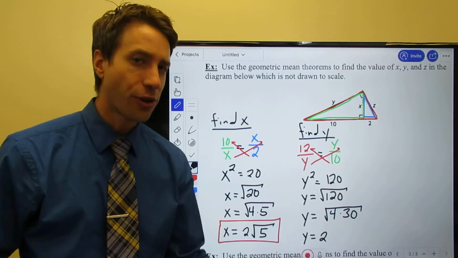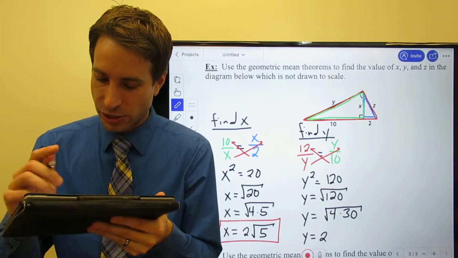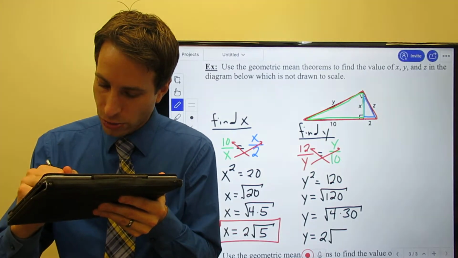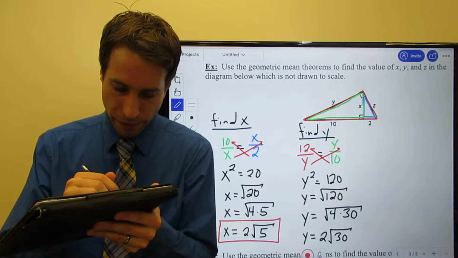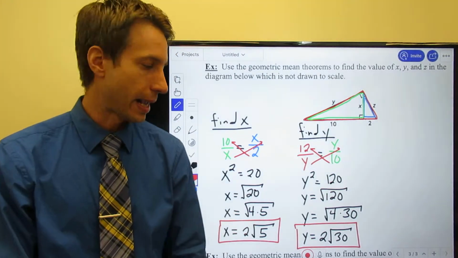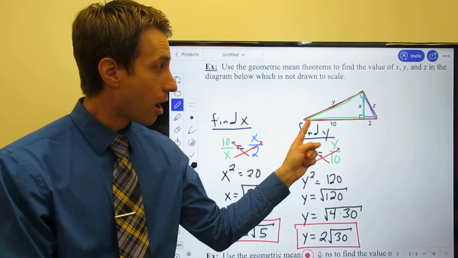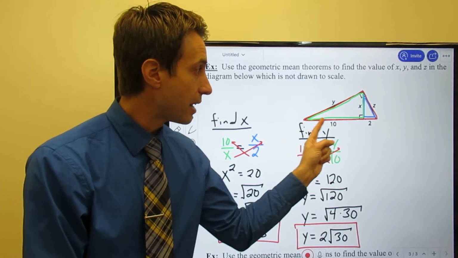And the square root of 30, there's nothing else I can do to it. I can't break it down into any smaller perfect squares. So it'll just stay the square root of 30. And there you go. Y is the geometric mean of 10 and 12.